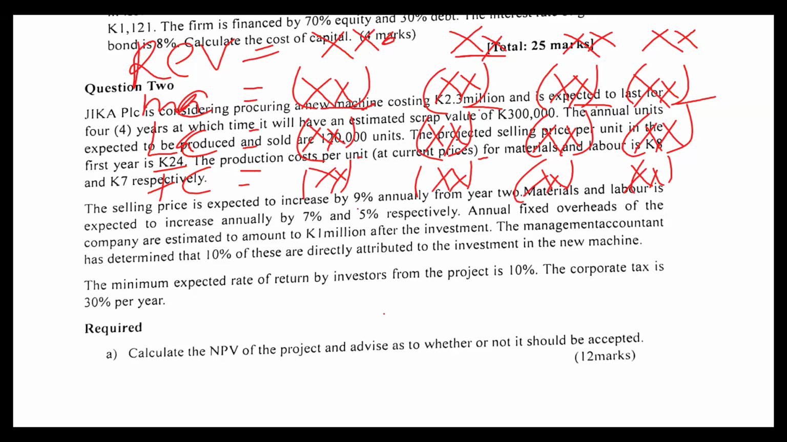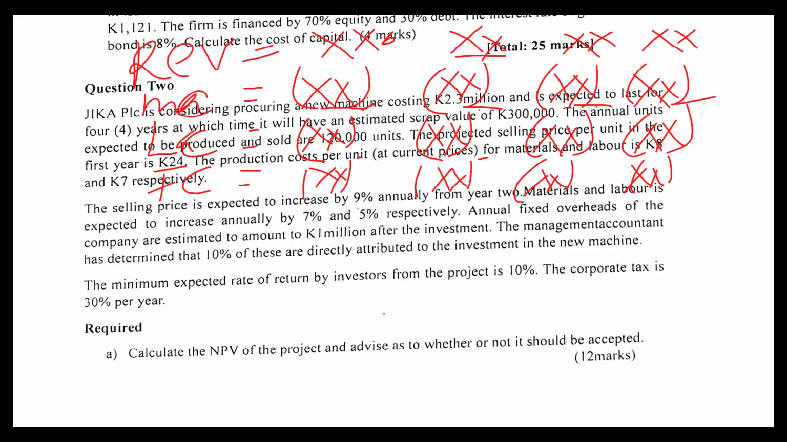Did they say it is expected to increase the fixed one? No. Now, the management accountant has determined that 10% of these are directly attributable to the investment in the new machine.